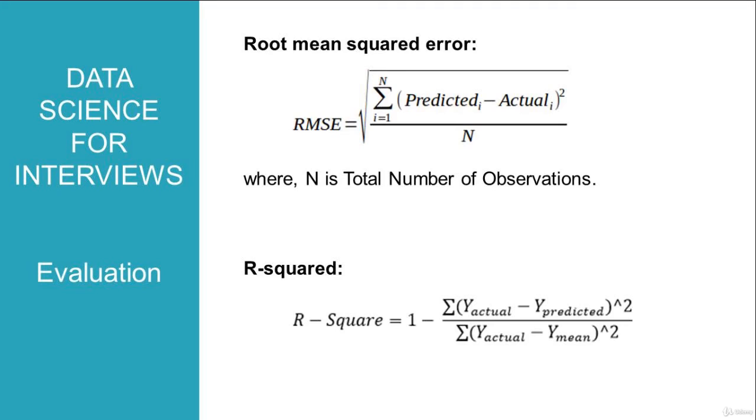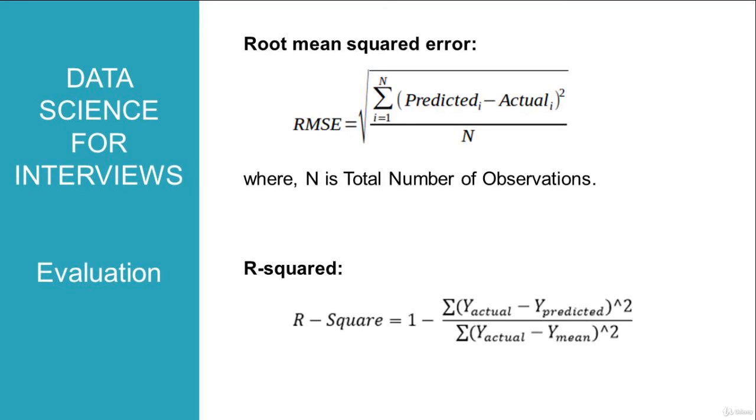R square determines how much of the total variation in y, which is the dependent variable, is explained by the variation in x, the independent variable. And mathematically, it is written by this formula. The value of R square is always between 0 and 1, where 0 means that the model does not explain any variability in the target variable, and 1 means it explains the full variability in the target variable.